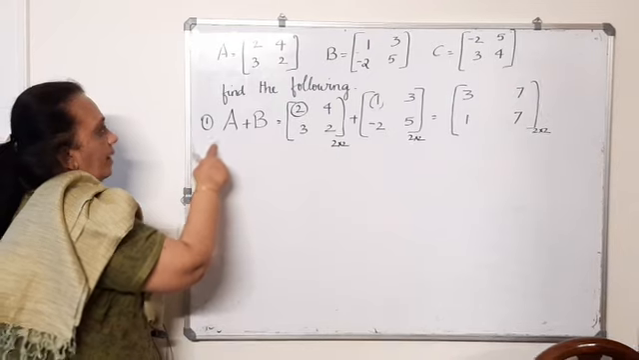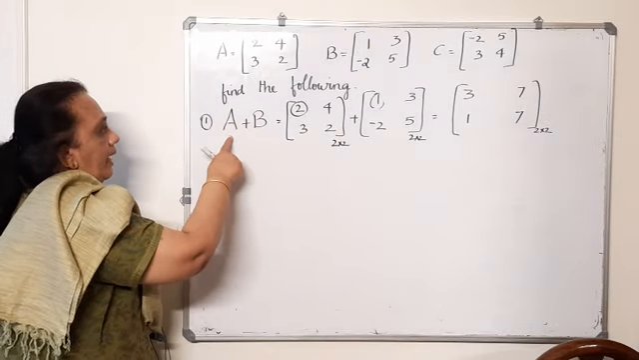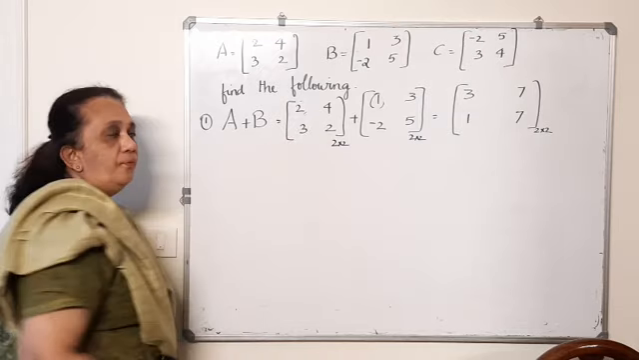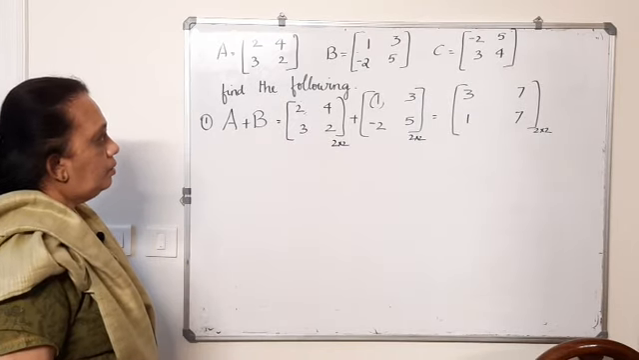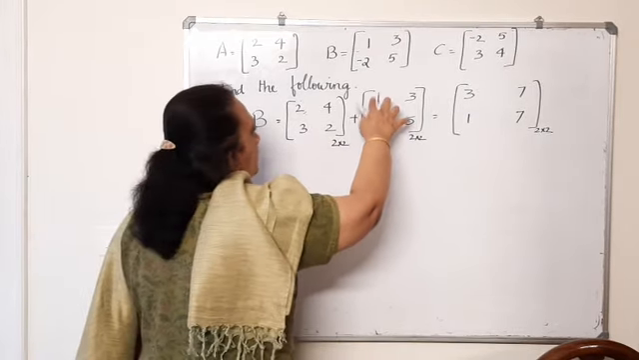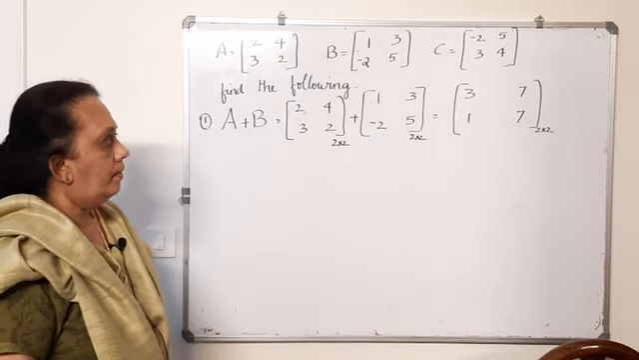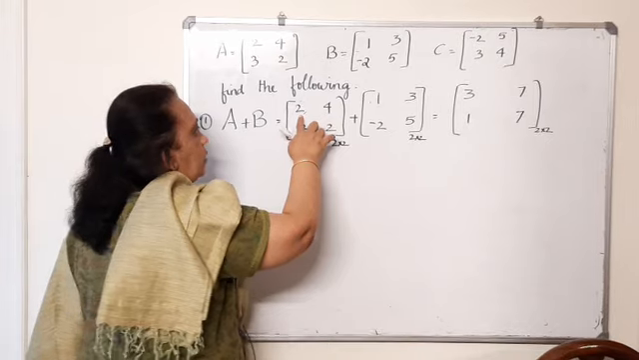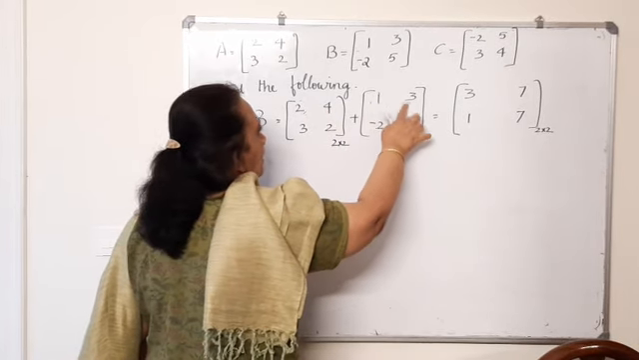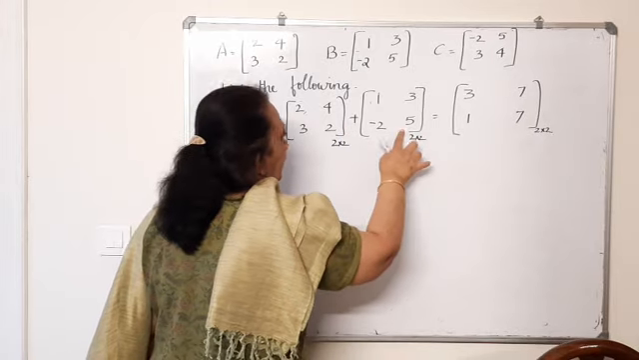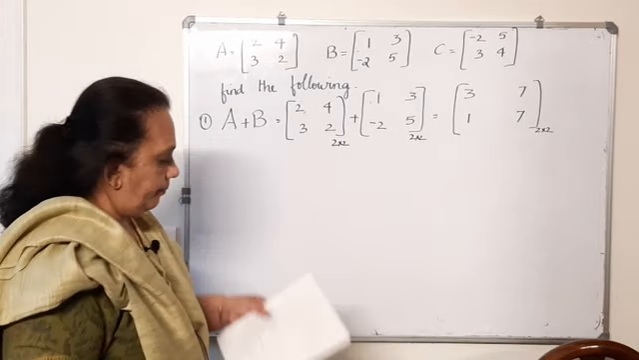A plus B, find the following. Once again, A plus B is equal to the matrix [2, 4; 3, 2] plus the B matrix [1, 3; −2, 5]. So add the corresponding elements. 2 plus 1 is 3. 4 plus 3 is 7. 3 plus minus 2 is 1. 2 plus 5 is equal to 7.